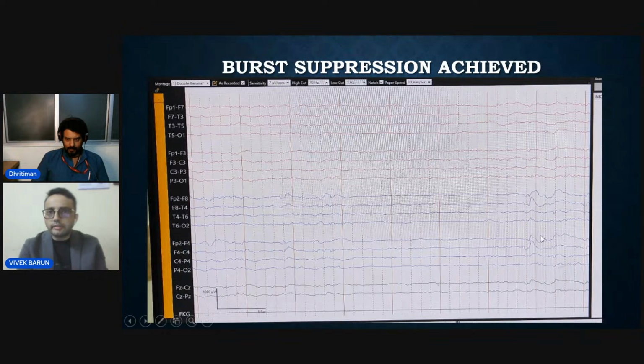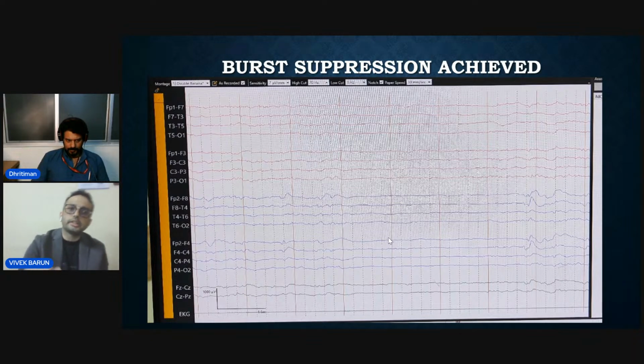It is a very dull activity. The amplitude is less than 125 microvolt, which is the target of the burst. And the interval is somewhere around 4 seconds. That's when we stopped increasing the dose of midazolam, and we maintained the same dose for the next 18 hours. Then we started tapering over the next 24 hours.